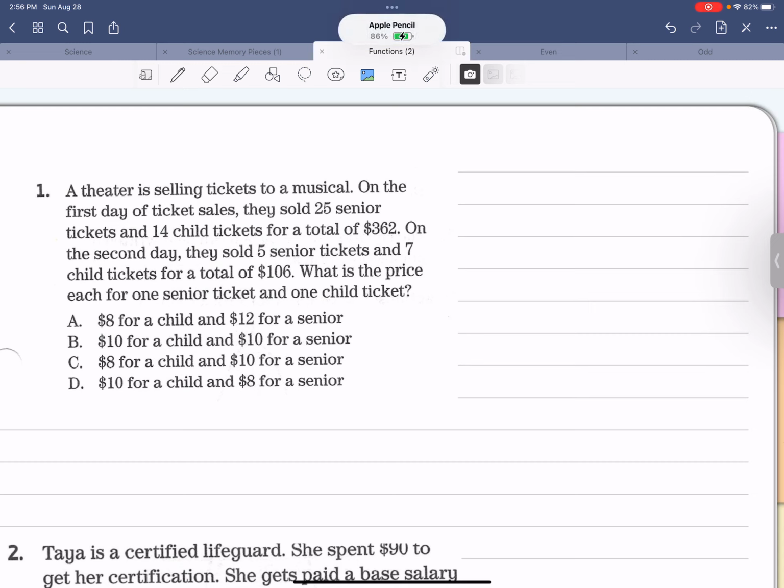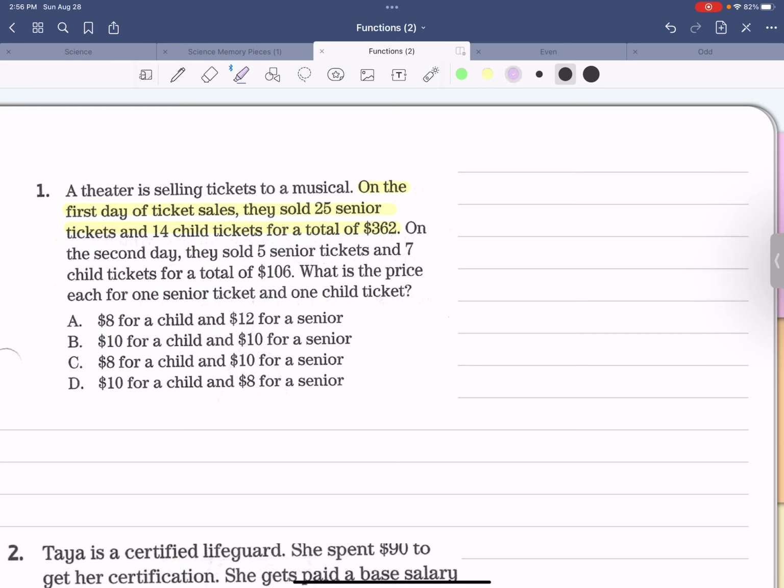A theater is selling tickets to a musical. On the first day of ticket sales, they sold 25 senior tickets and 14 child tickets for a total of $362. So let me just highlight that. That is the first day of sales. I see two variables, senior and child.